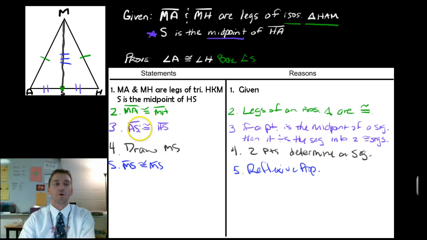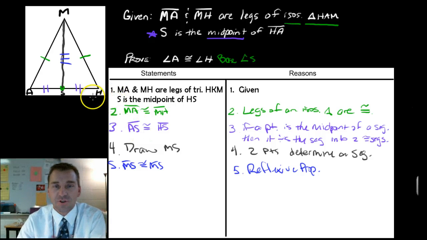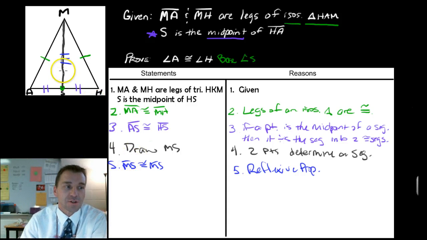Cool? And I know you could have actually maybe paused this and done this yourself just to see if you could do it. Wouldn't be a bad idea. But anyways, here we go. So MS is congruent to MS. Now we got everything that we need. So let's prove the triangles are congruent.